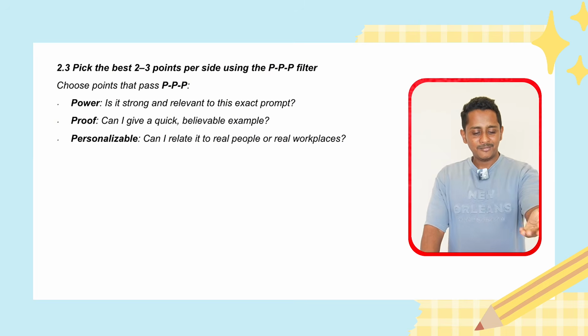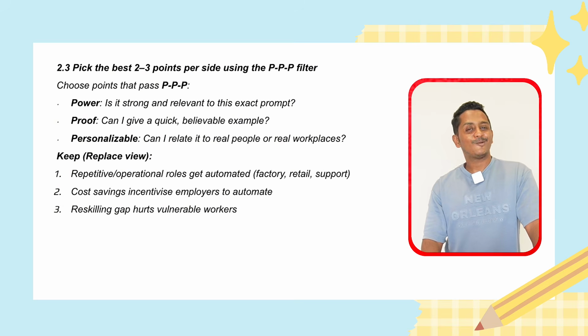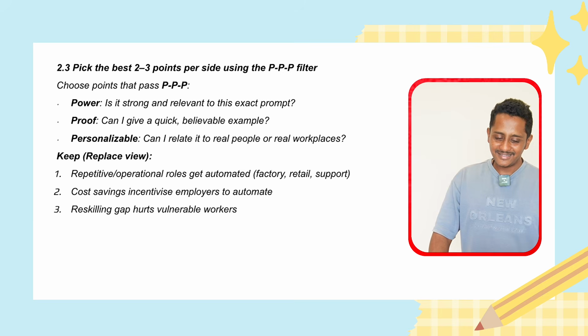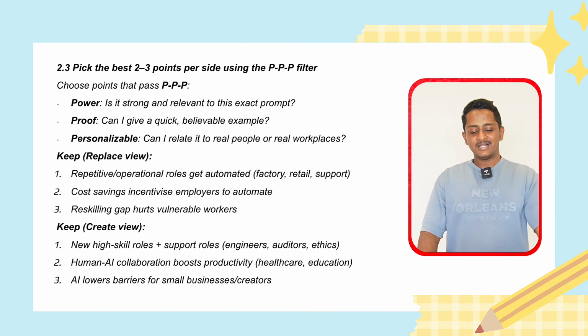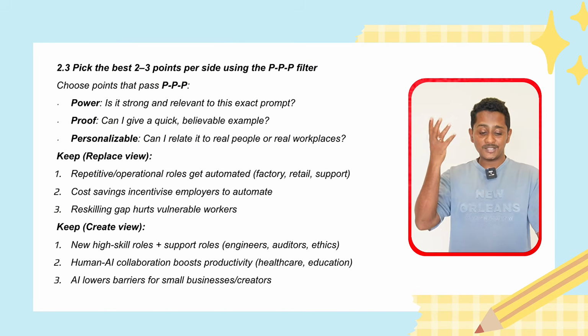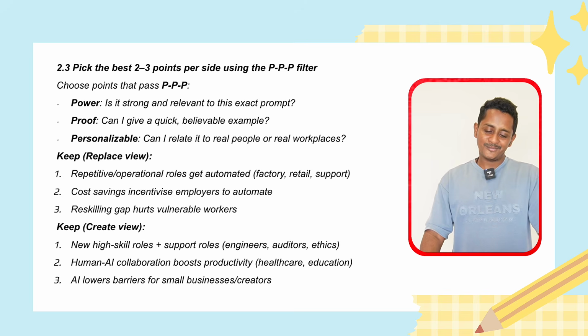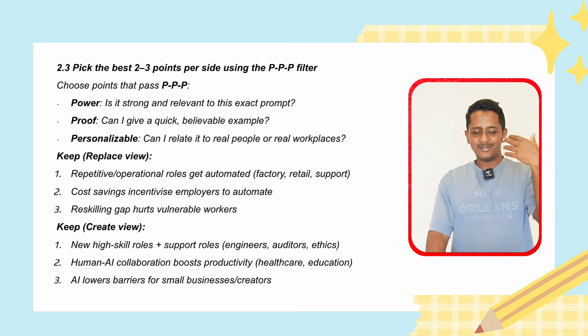Then based on that, we are keeping this: repetitive or operational roles get automated. Cost savings incentivize employers to automate, and the reskilling gap hurts vulnerable workers. Then how does it create new jobs? Replace is done. Create new skill roles plus support roles, engineers, auditors. Human AI collaboration boosts productivity. AI lowers barriers for small businesses. Small businesses can also thrive because they have the power of AI. So this is what we took.